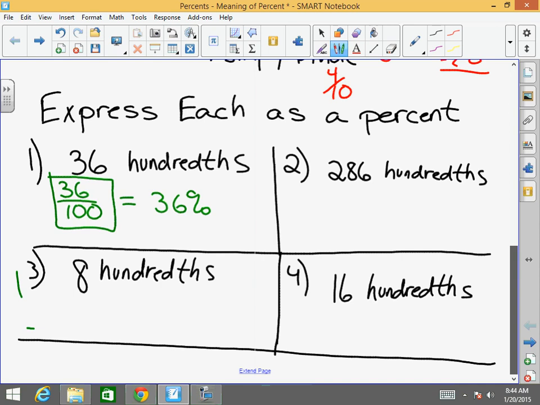How about 286 hundredths? How do we write that? It's not 286 over 1,000. It's hundredths. So this is 286 hundredths. Now, to write this as a percent, this would be a little bit more difficult, wouldn't it? Would that be 286%? I don't know, would it? Think about that for a second.